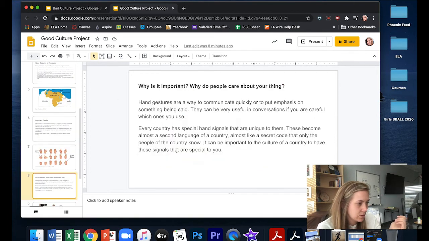Instead, a better conclusion is saying something like, hand gestures are a way to communicate quickly or put emphasis on something being said. They can be useful in conversations if you are careful which ones you use. Every country has special hand signals that are unique to them, and they become almost a second language of the country, almost like a secret code that only the people of the country know. It can be important to the culture of a country to have these signals that are special to you.